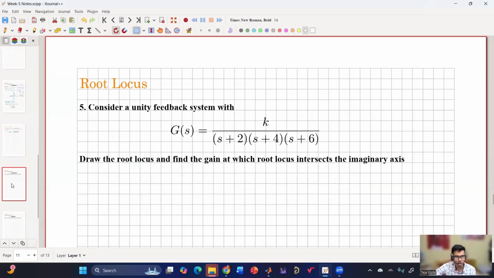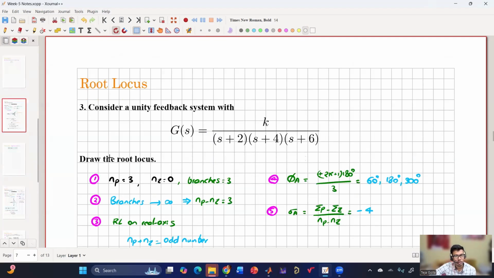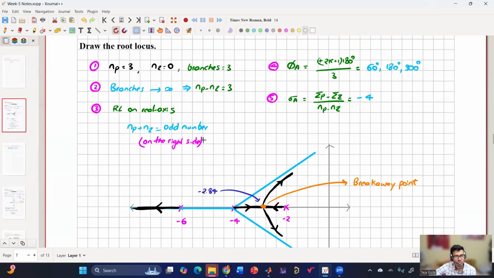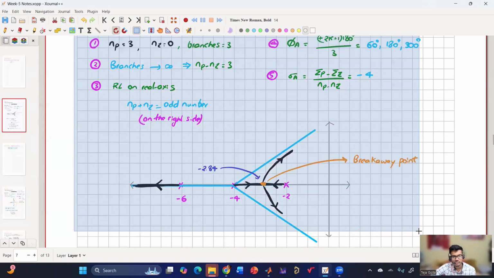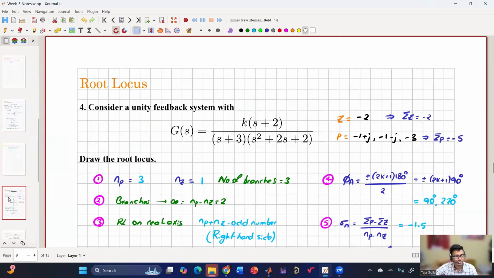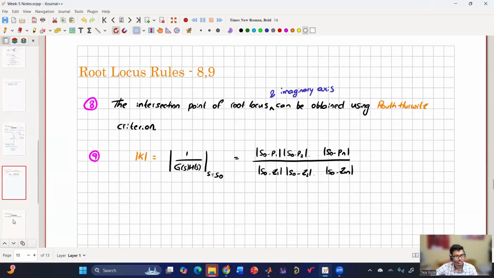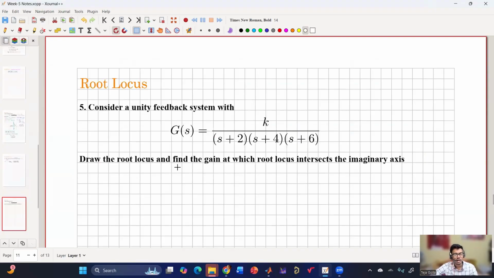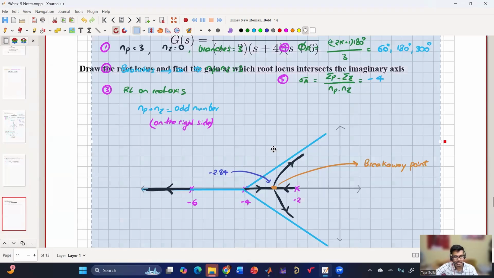Again, we'll apply this to one of the problems that I have considered so that it will make our life simpler. So k by s plus 2, s plus 4, s plus 6 is one problem that we have considered over here. So I will just copy paste this. And basically now what we are asking is k into s plus 2, s plus 4, s plus 6, which we have solved. Draw the root locus and find the gain at which root locus intersects the imaginary axis.